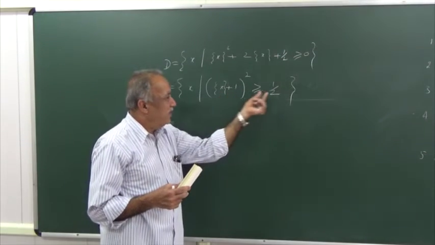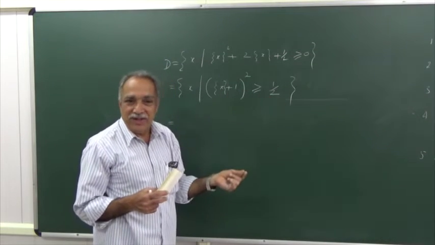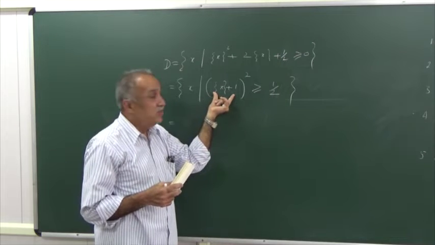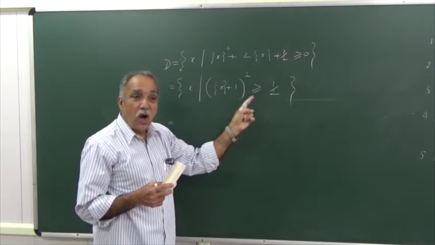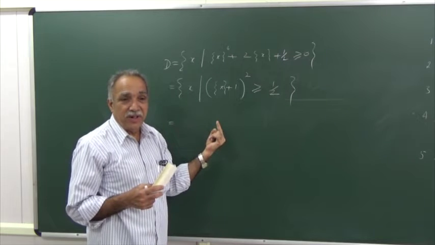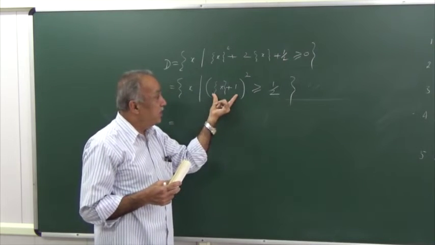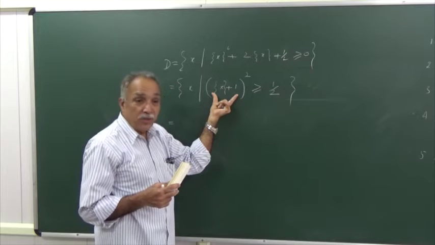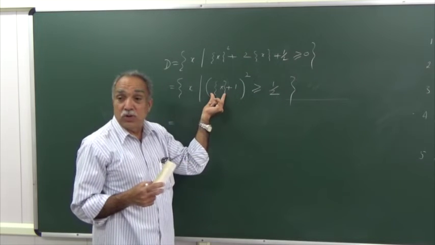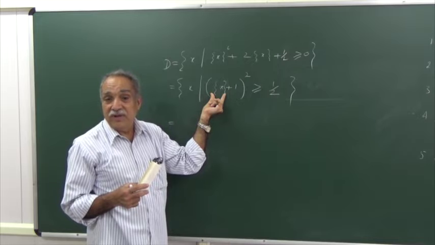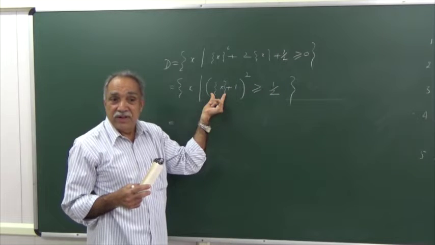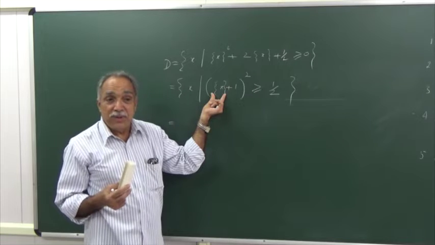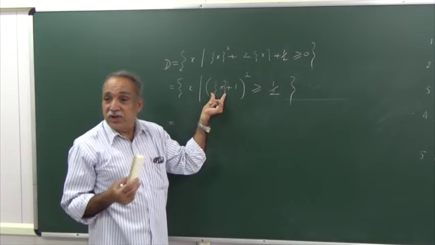A perfect square is greater than or equal to a positive number when the number which is squared here is either greater than or equal to 1 by root 2 or less than or equal to minus 1 by root 2. Can this be greater than or equal to 1 by root 2? This is greater than or equal to 1 by root 2 means this is greater than or equal to 1 by root 2 minus 1. When does this happen? What is the sign of 1 by root 2 minus 1? What kind of number is 1 by root 2 minus 1? A positive number or negative number or 0?